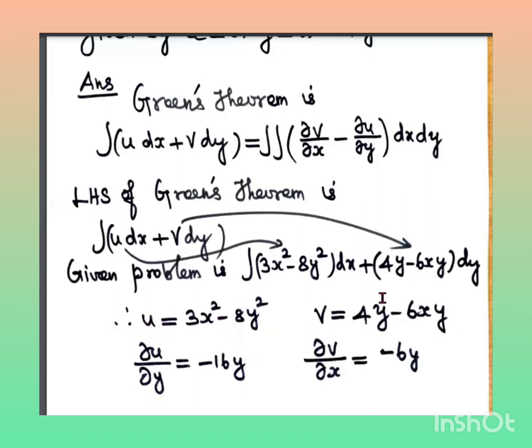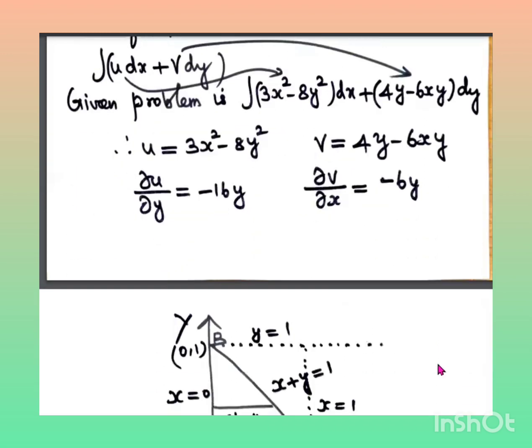Next, ∂v/∂x. The first term 4y becomes 0 because there is no x. The second term is −6xy, so we differentiate with respect to x, which gives 1. So 1 into −6y. So ∂v/∂x is equal to −6y.